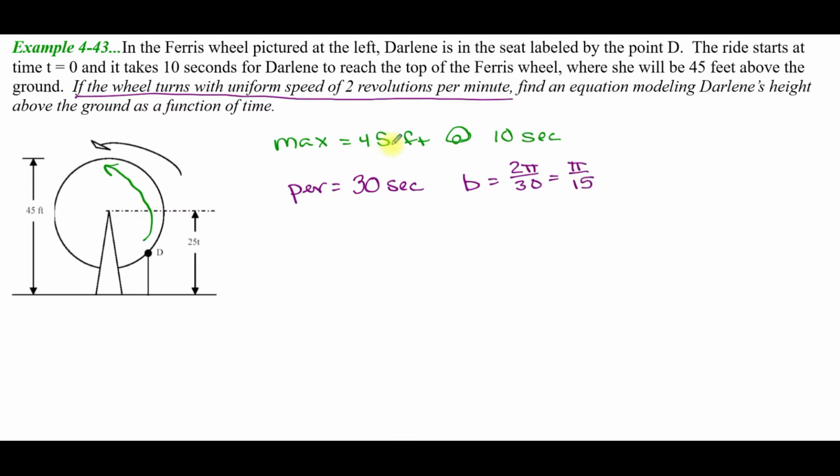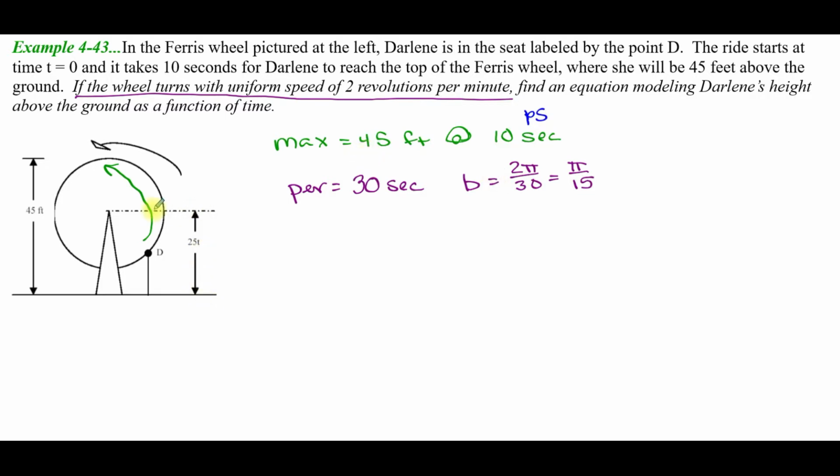So we have our maximum. We actually have the time that happens where our maximum happens. So this is actually my phase shift. I've got my period, which gave me my B value. So really what I need to find now is my minimum so that I can get my amplitude and my vertical shift. So I know my maximum is 45 feet.